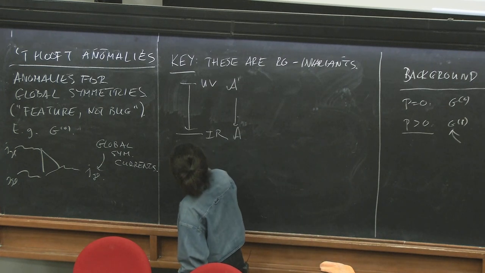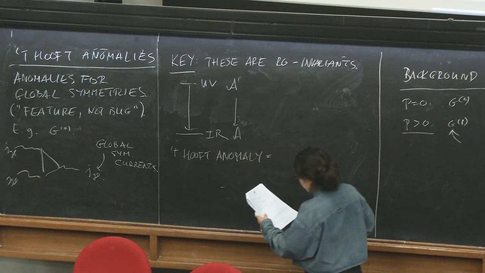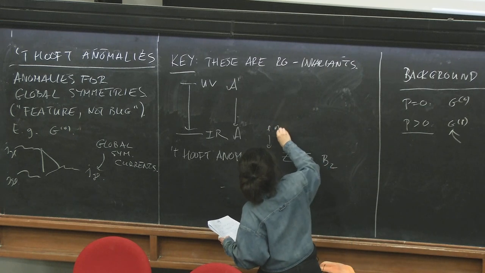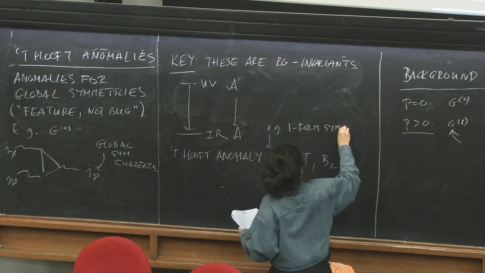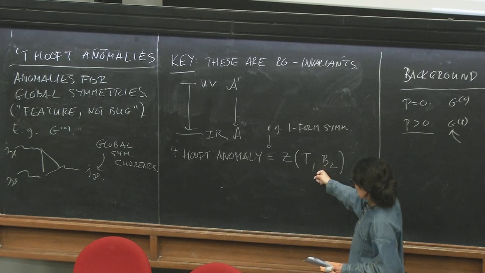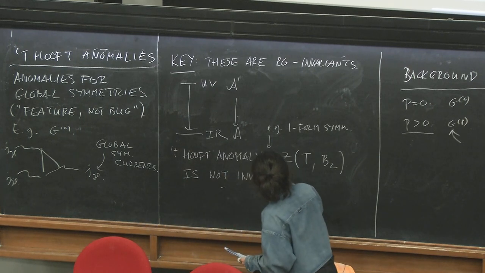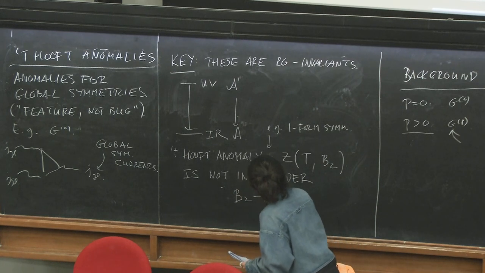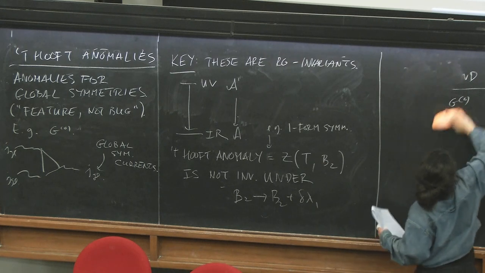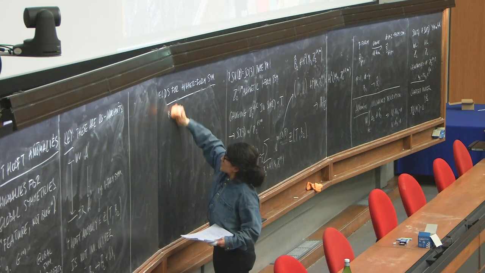So I want to think of a 't Hooft anomaly as corresponding to the situation when the partition function of a theory, say now for example, for a one-form symmetry, but you can do this for any p-form symmetry. So a one-form symmetry has a B2 background field. I put the theory in the background for this one-form symmetry, and now I do a gauge transformation. So Z[B2] is not invariant under background transformations B2 goes to B2 plus delta lambda 1. And this transformation makes the partition function pick up a sign or phase, and that's essentially going to determine the 't Hooft anomaly.